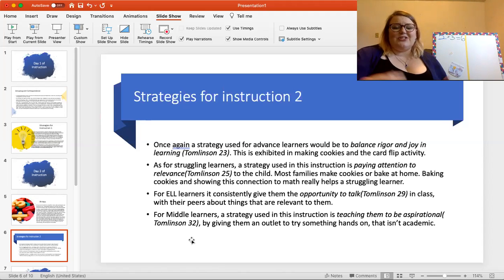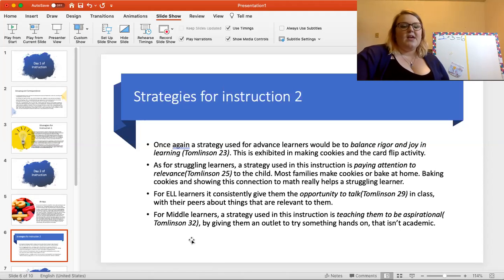For my struggling learners, a strategy used in this instruction is paying attention to relevance. For them, this is probably significantly relevant because it's baking. Most people at home, despite different culture, bake cookies in some way and need to use cookie sheets. And I think connecting baking to math is a good combination and making it relevant to them and helping them enjoy it.